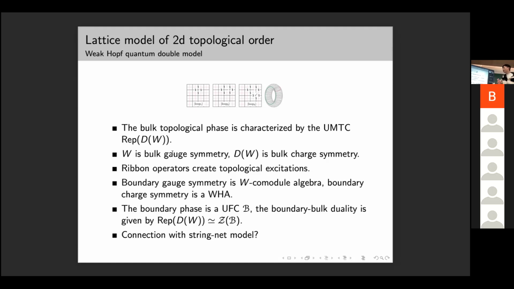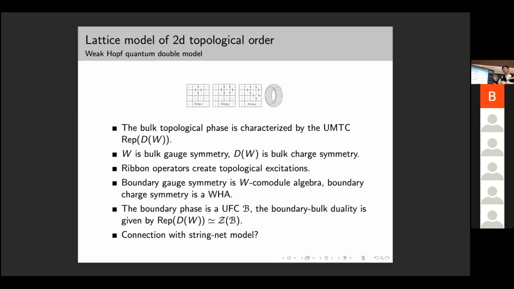We know that for lattice gauge theory, for the quantum double with input a finite group, this finite group is usually called the gauge symmetry. And what is a charge symmetry? By charge symmetry, we mean a quantum symmetry such that the charge is just a representation of the symmetry. So for the quantum double model, this W is a weak Hopf algebra and it plays the role of the gauge symmetry, and the DW is just the charge symmetry.